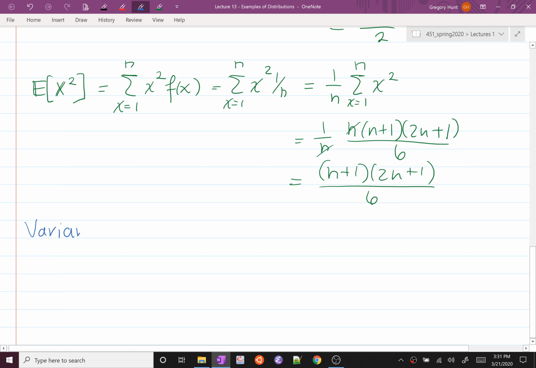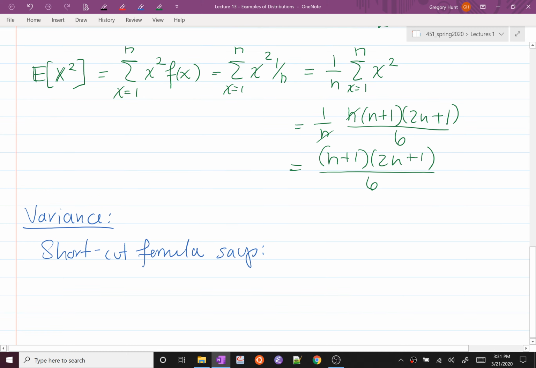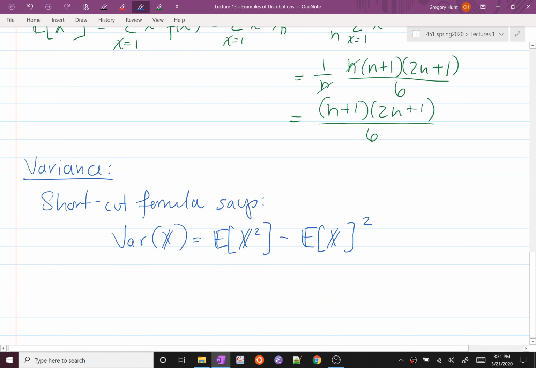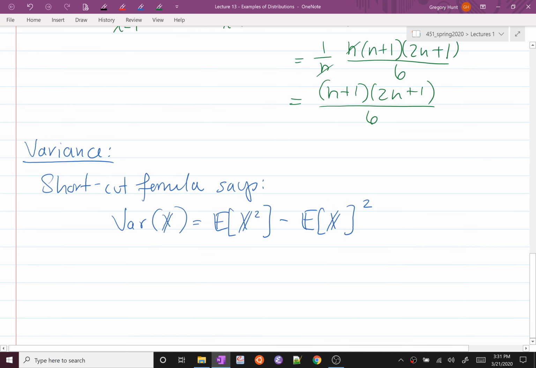So variance, and the shortcut formula says that the variance of X is the expected value of the square minus the square of the expected value. These two things are not the same, otherwise our variance would be 0. In general, we can only push linear functions in and out of an expected value. You can't pull a square out without changing the value.